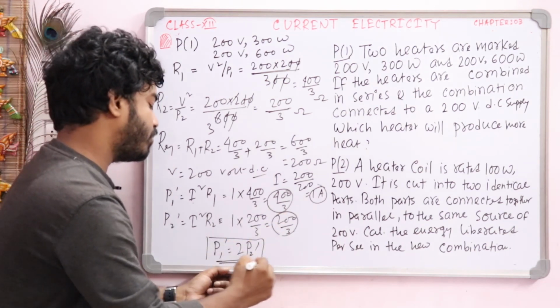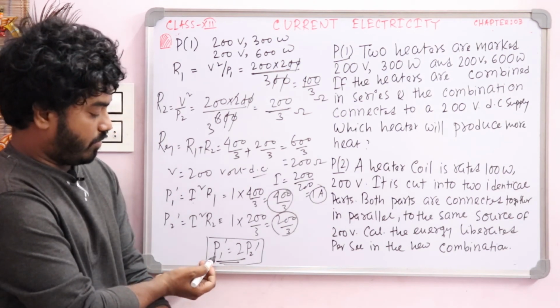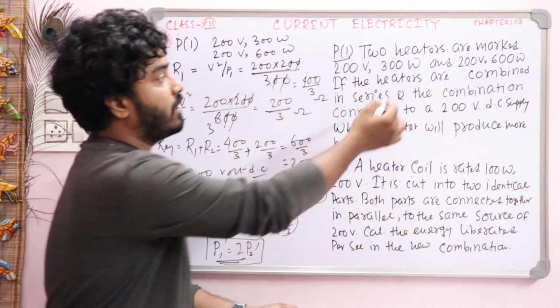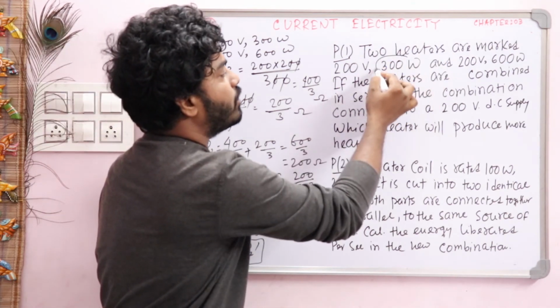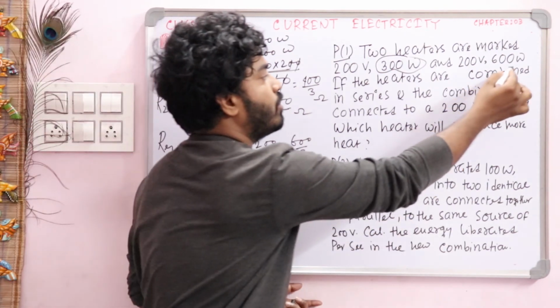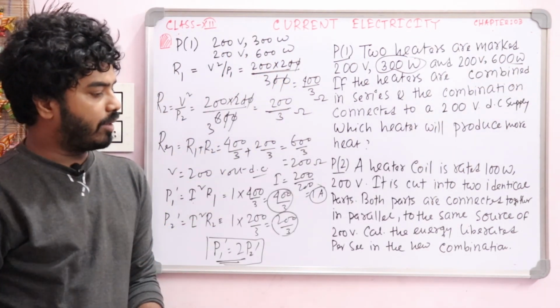So which heater will produce more heat? Obviously the first one will produce more heat. That is, the heater which has 300 watt will produce more heat with respect to the 600 watt one. Okay. Now you see problem 2.